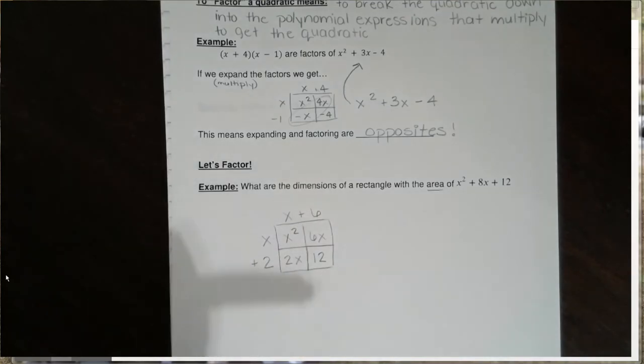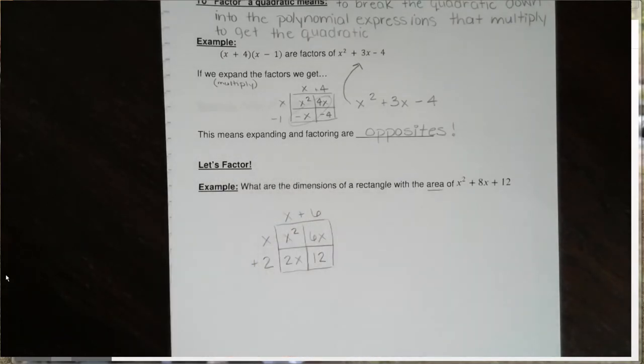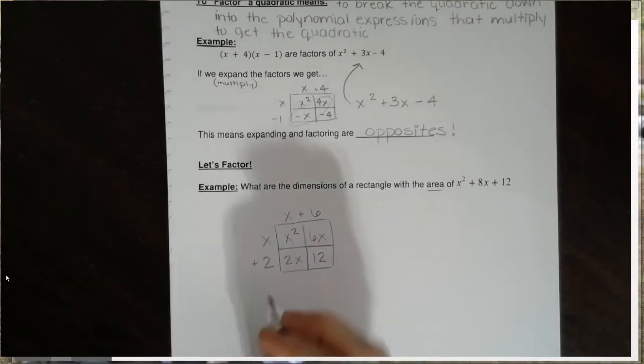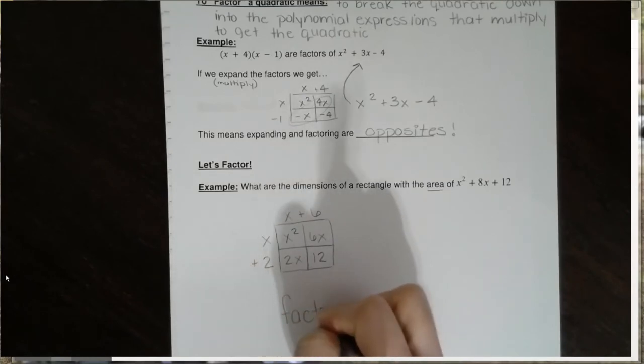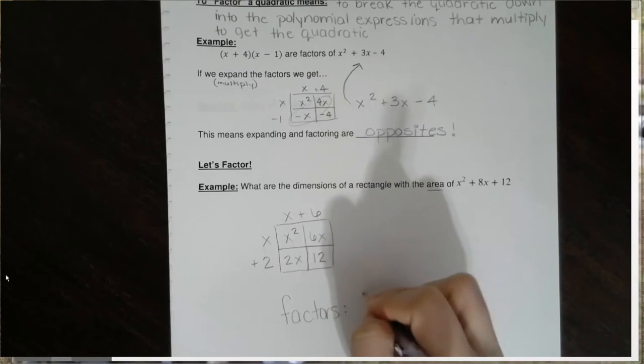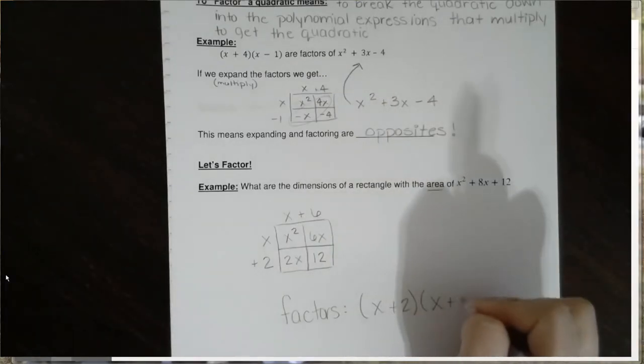Now, if you go back through and multiply the 2 binomials on the outside, you end up getting the exact same thing on the inside. So that tells me that my factors would be X plus 2 and X plus 6.